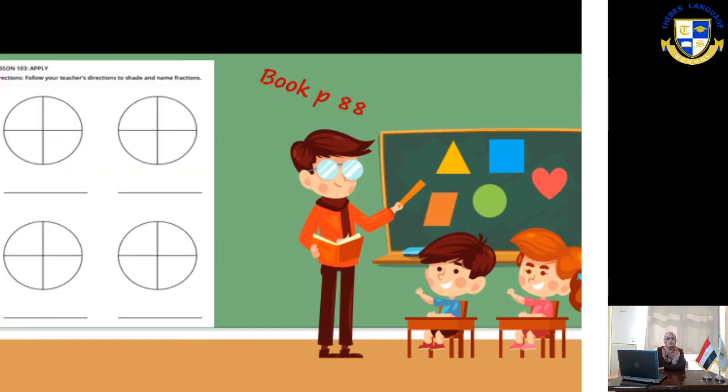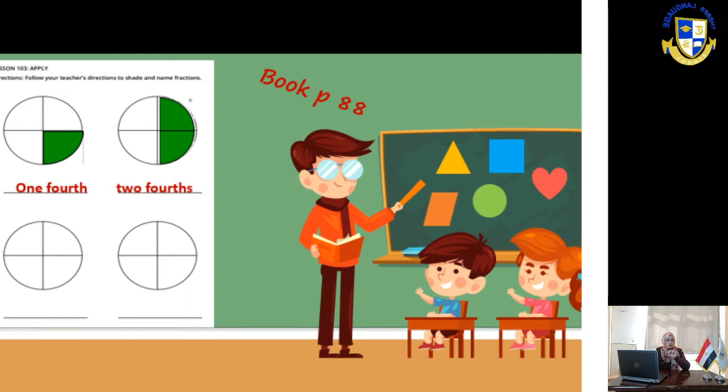In the next slide from your book, page 88, follow your teacher's directions to shade the name of the fraction. If I asked you to color only one part, you color just one part green and say the name of the fraction. That's right, this is 1/4 or quarter. What if I asked you to color 2 parts green? Write the fraction of the colored part. How many parts do you have? 2. How many total parts you have? 1, 2, 3, 4. So your fraction is 2/4.